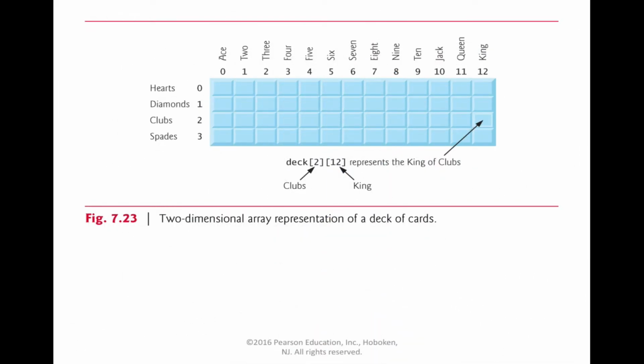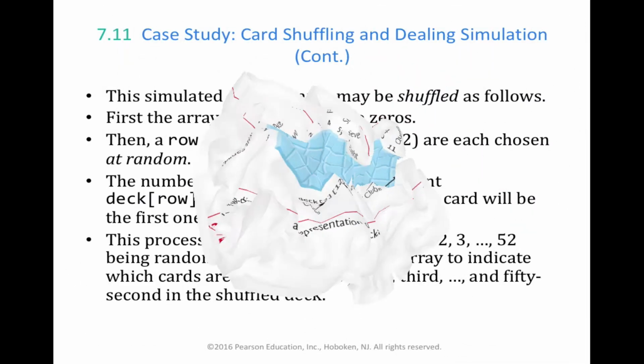So here's what the array would look like. We would have a table, and row 0 is going to be hearts, and column 0 would be aces, column 1 would be 2, column 2 would be 3, and so on, with king being 12. If I had a reference to index [2][12], that's going to be row 2, which is clubs, and then column 12, which would be kings. So that would be the king of clubs.